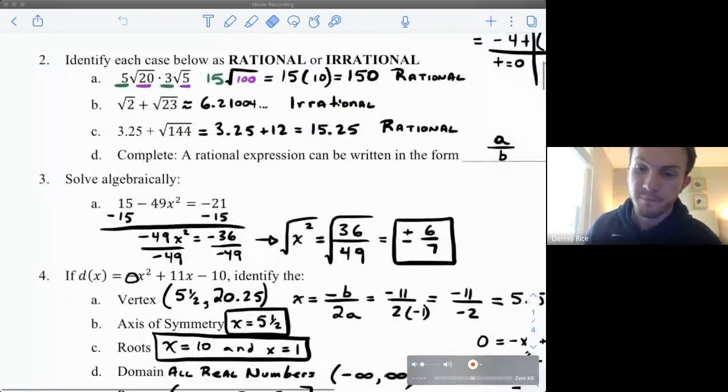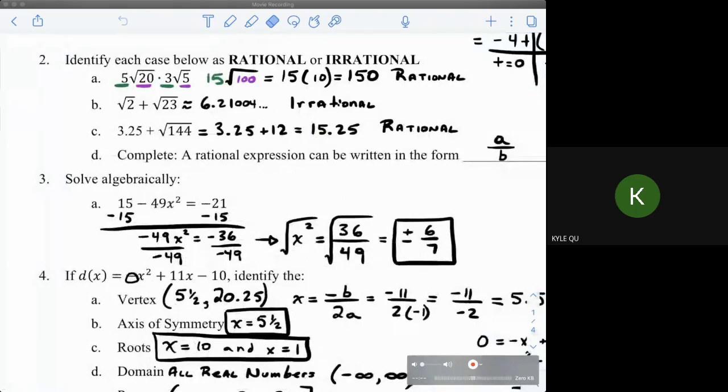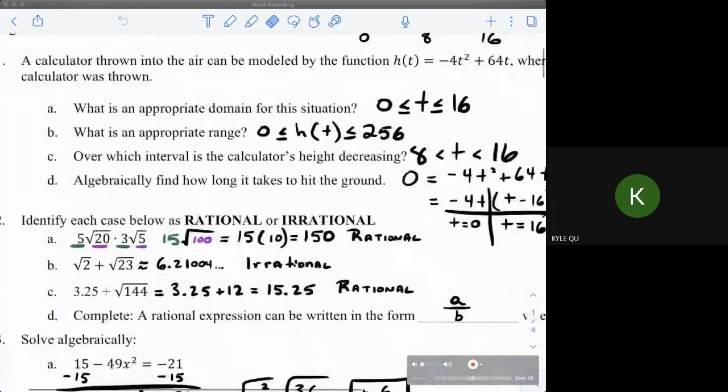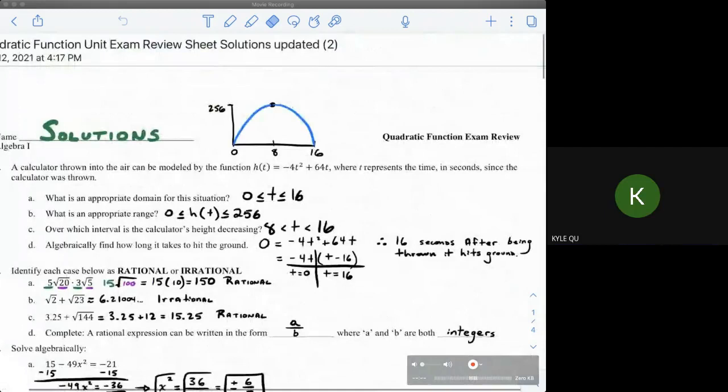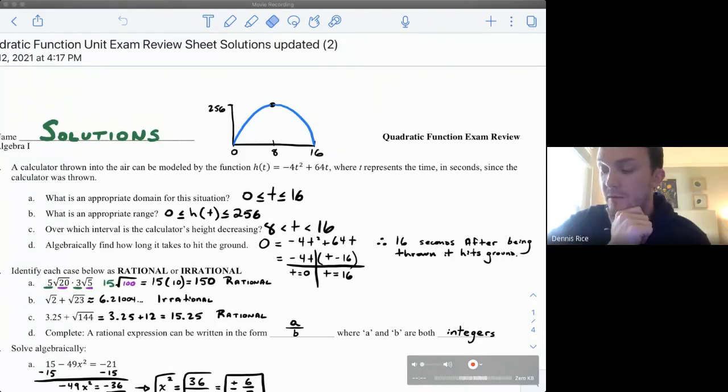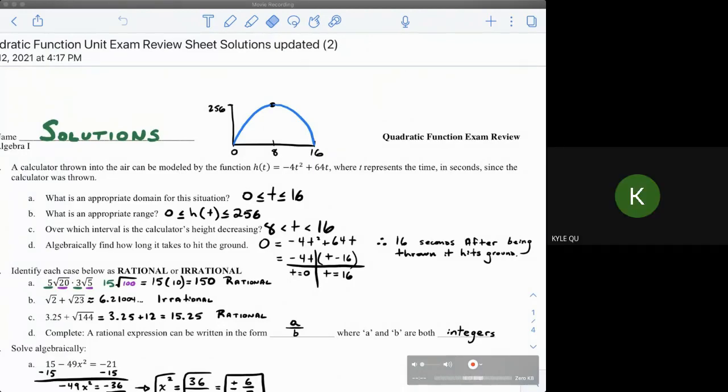Wait, for number 1, could you go back to number 1 really quick? When I first did it, I used negative b over 2a for the vertex. I got 8. But isn't 8 the maximum?